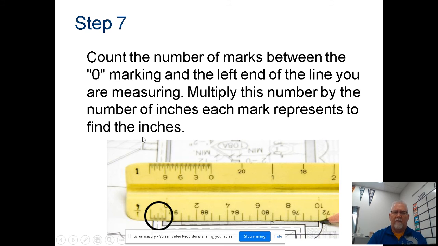All right, moving on. Step 7, count the number of marks between the 0 marking and the left end of the line that you are measuring. Multiply that number by the number of inches on each mark. So we had our 10 lined up here. We slide back here, and from 0, now we start counting the other way. Not sure we can zoom in far enough here, but if we were to count those marks, it's probably 1, 2, it's either 2 or 3 inches.